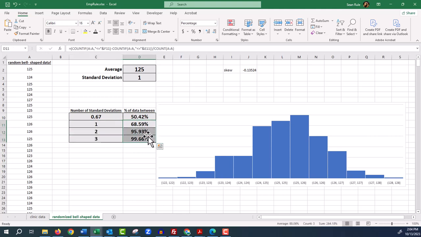It can also be used backwards. You can check the data within certain standard deviations to decide if something is bell curved enough.